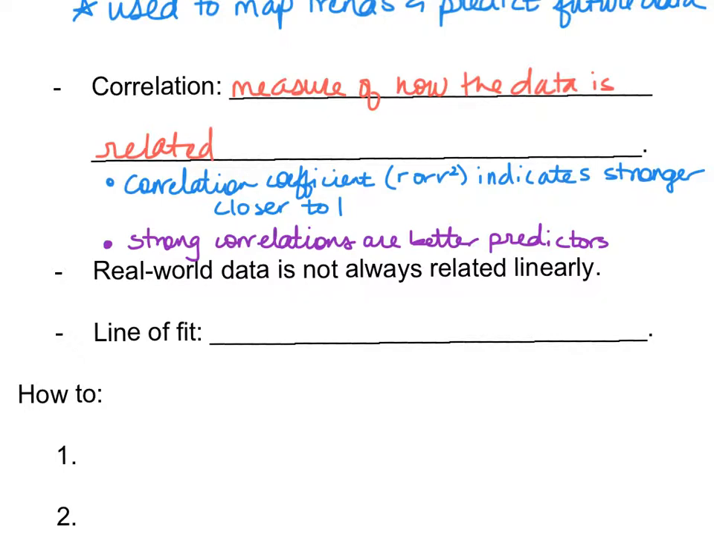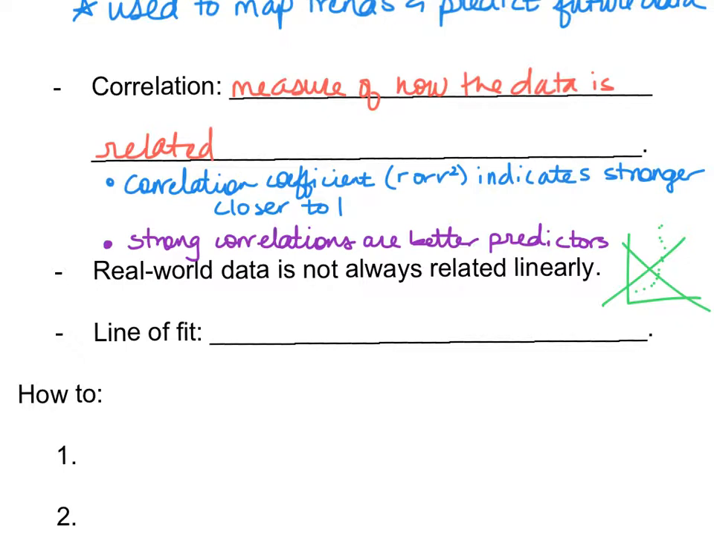This next bullet point that's already written for you: real world data is not always related linearly. So 2 things there. 1, it's not always related, as in no correlation, but you may also see things that are related, like they kind of curve up. And if you see curves, those are just going to be not linear. And we're not talking about those at all this week, just lines. But I wanted to go ahead and put that out there for you.